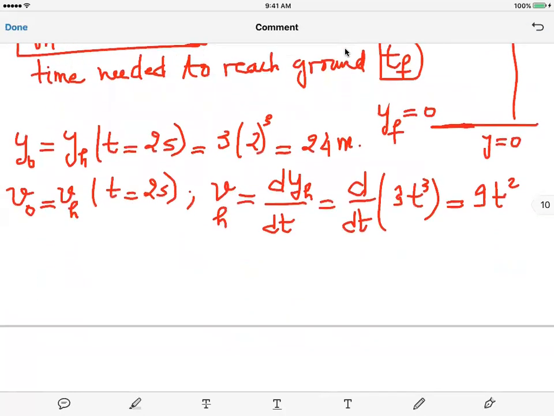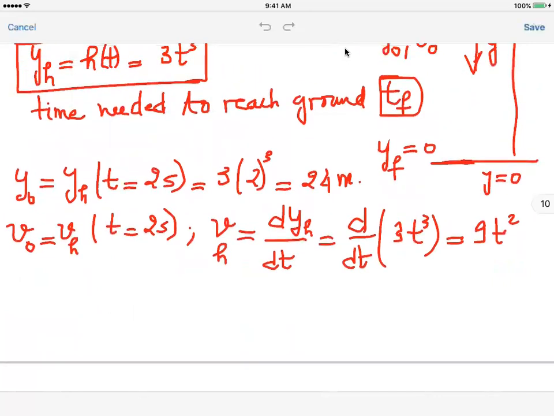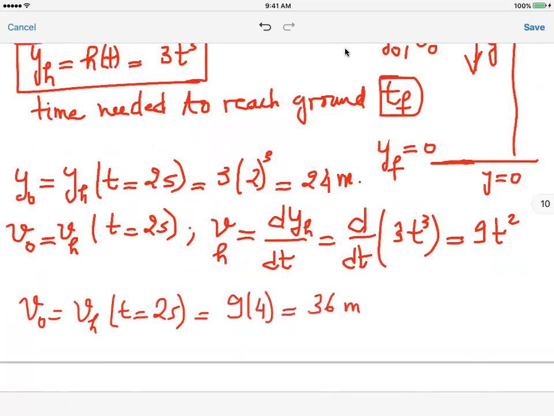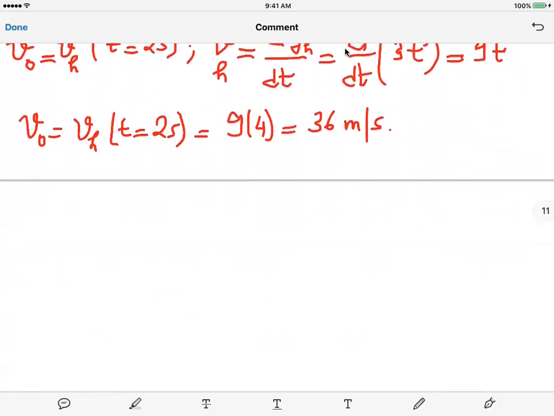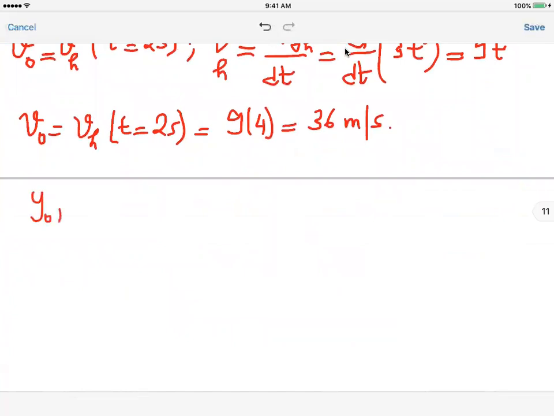That sounds great. So we can now evaluate v0. v0 is given by vh at the time t equals 2 seconds, which is 9 multiplied by 4, which is 36 meters per second. So now what do we know? We know y0, we know v0, we know y final, and we know the acceleration g. What is still missing is tf. So this is the tf problem.